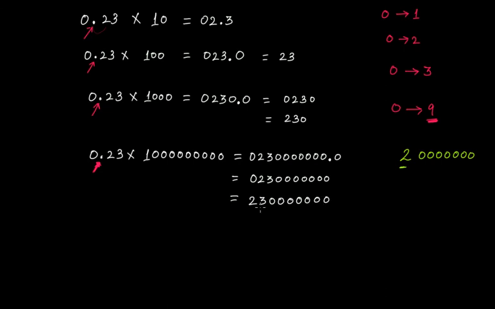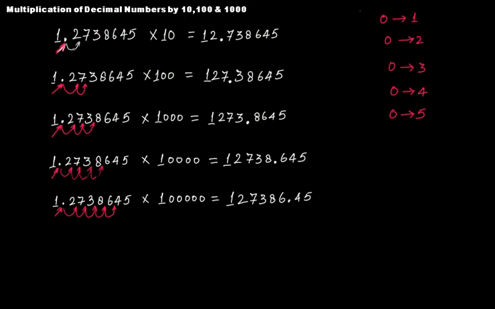Okay, so this is the way to multiply decimal numbers with 10, 100, 1000, 10,000, lakh. All you have to do is simply count the number of zeros. When you count the number of zeros, you have to move your decimal point that many times towards the right. That is, you have to place your decimal point after that many digits, equal to the number of zeros. So place it after them, and if you don't have any digit, just use that many zeros.